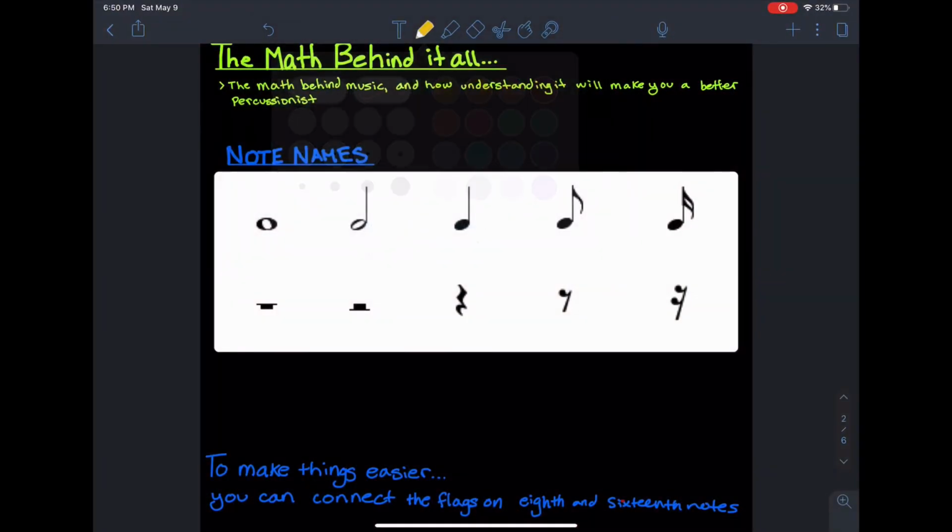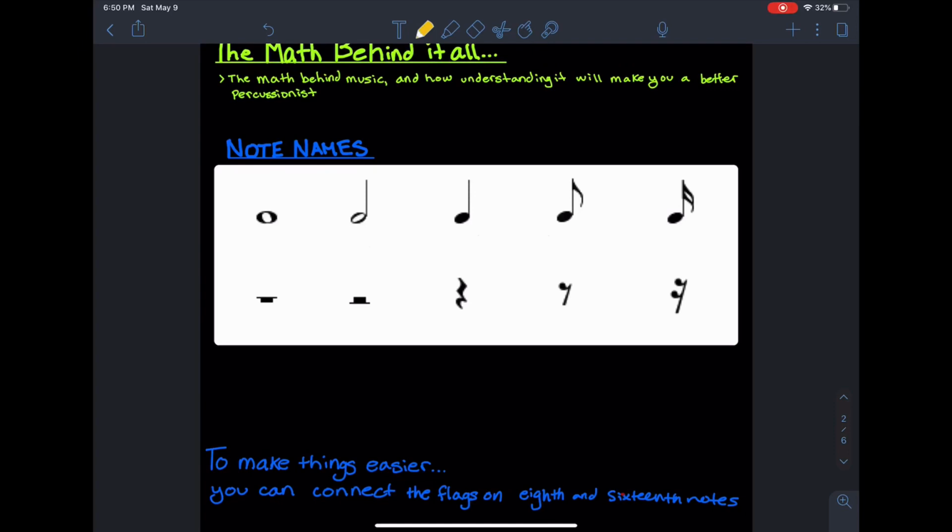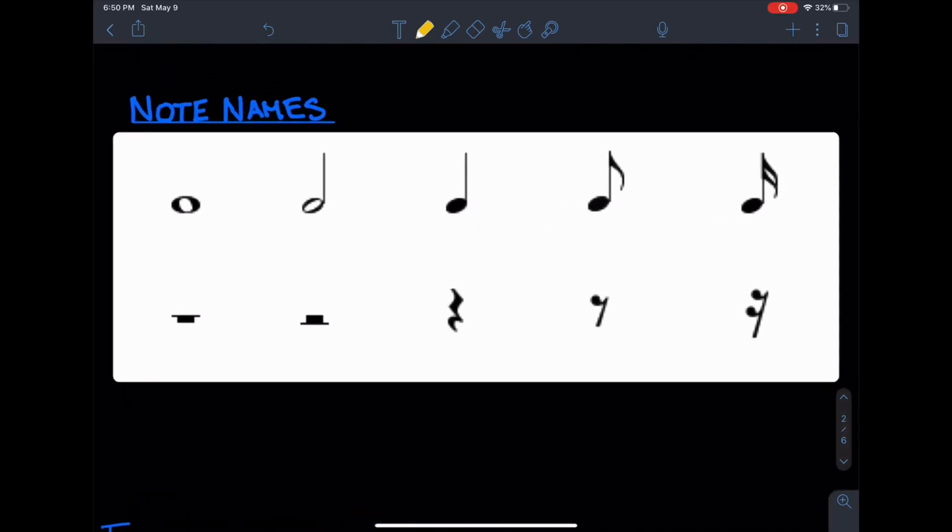Before we even talk about what these things mean, we have to give them a name. Starting at the very top on our left hand side, we have this circle looking thing called a whole note. I'm not going to say what any of them mean just yet. I'm just going to name them. Next up, we have a half note. A half note looks like a whole note with a stick coming out of the top of it, just like that. We call that a stem.